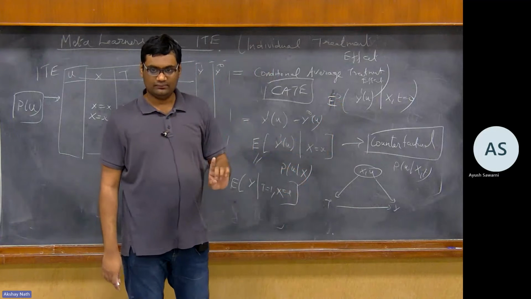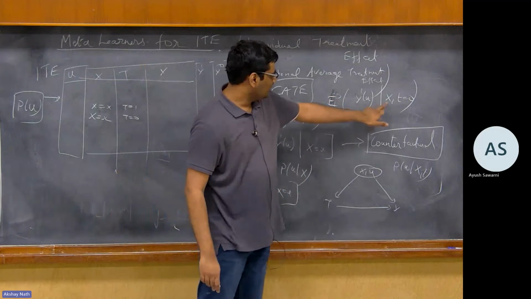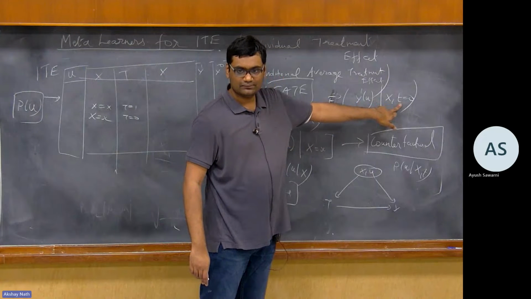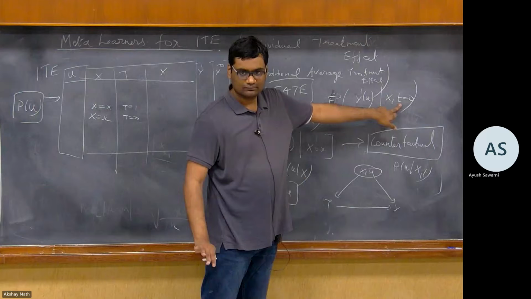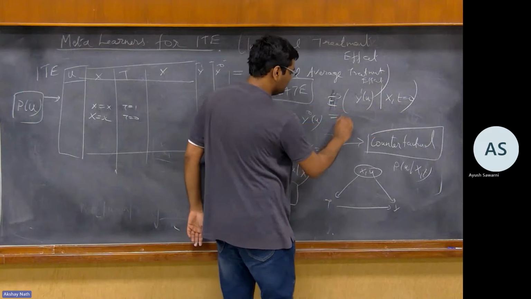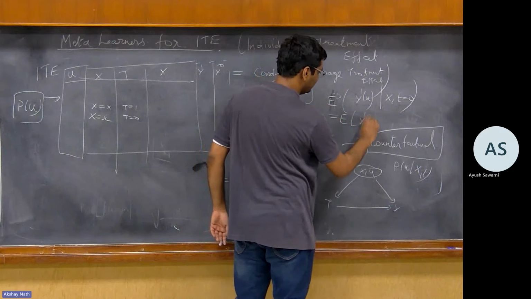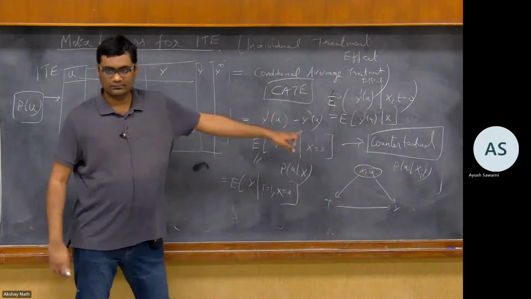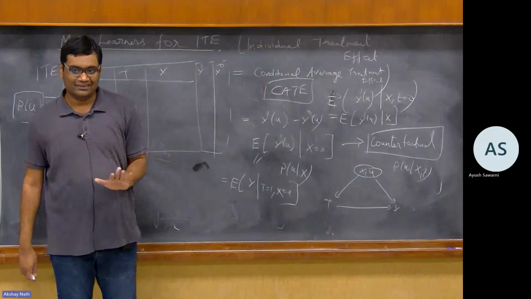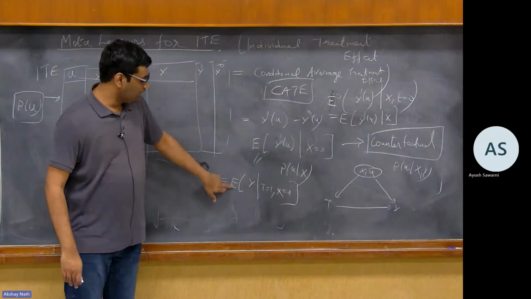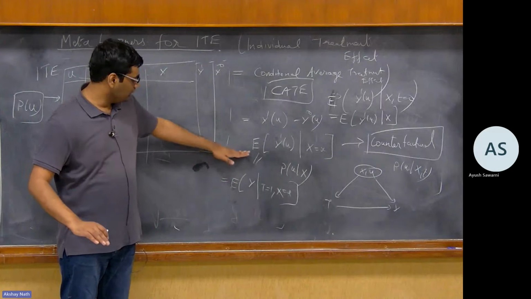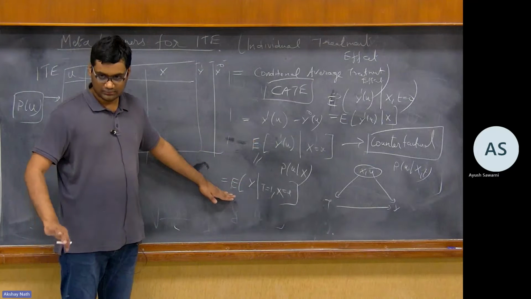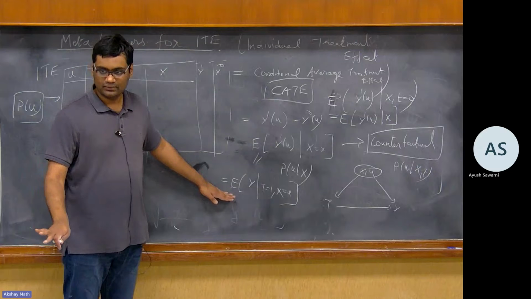By the same ignorability, conditioned on x and t, y will never depend on the choice of the treatment. So this is equal to the expected value of y1 of u conditioned on x. Ignorability is very powerful. Going from here to here requires ignorability. That's only going from the conditional interventional effect to the conditional expectation.